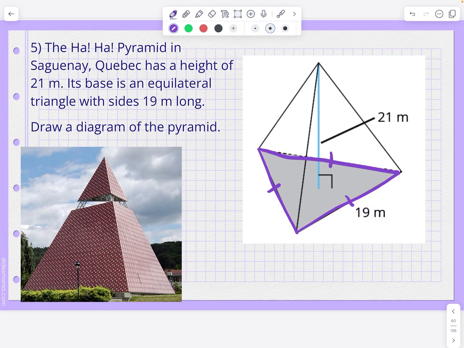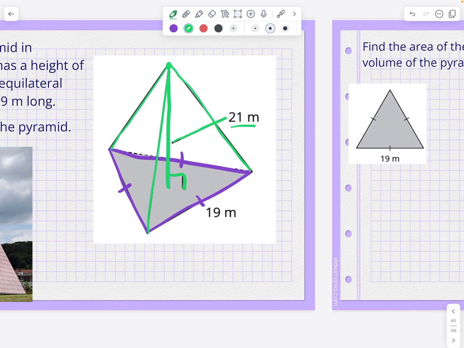And then it says the height is 21 meters. So I would put a tip anywhere, it doesn't matter where you make the tip of the pyramid, and connect that to each corner. And then the height is that straight up and down, which would be 21. And that's how you would go about drawing it. So that's the first part of the question.